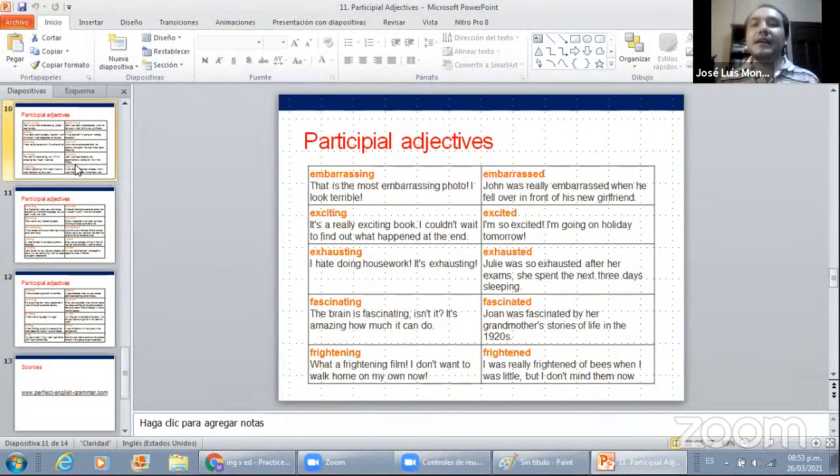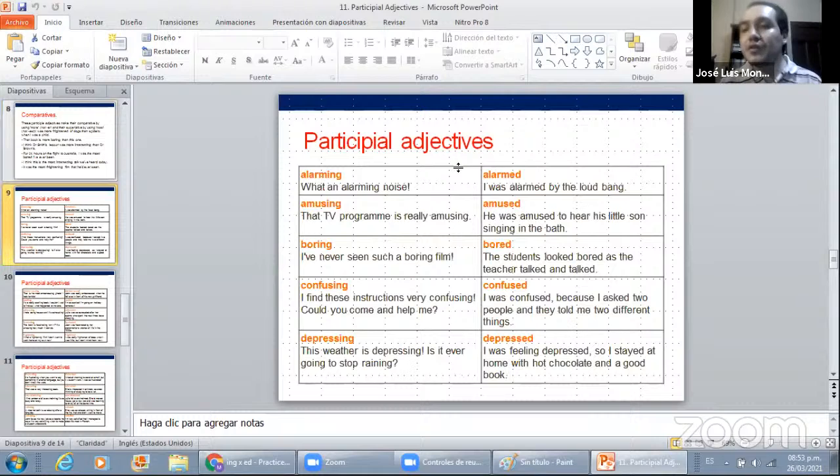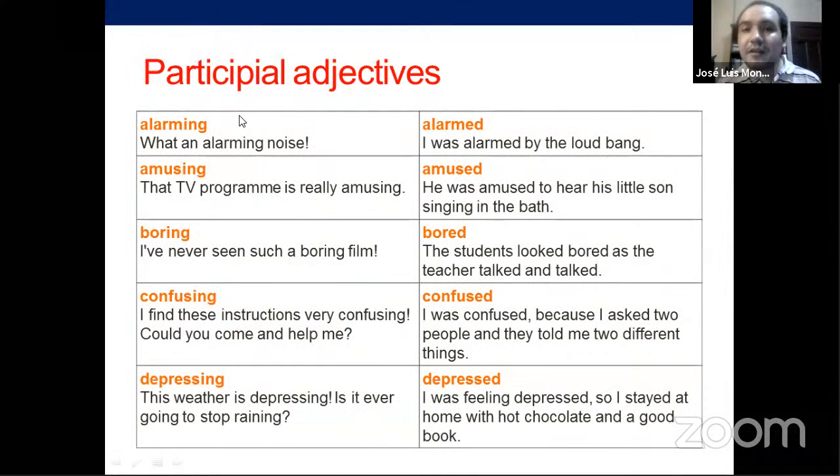All right. If not, the only thing we're going to read, not the examples, only the words, because you need to memorize some adjectives. Remember that ing is producing that feeling, all right? And ed is when you feel that. So let's begin with this, please. And Mariela, read only the words. Alarming, alarmed, amusing, amused. Only the words, please, Mariela.